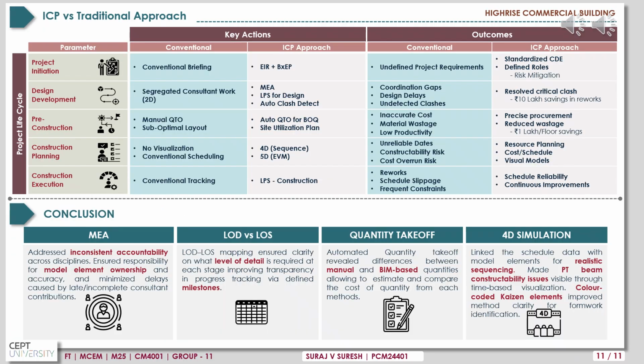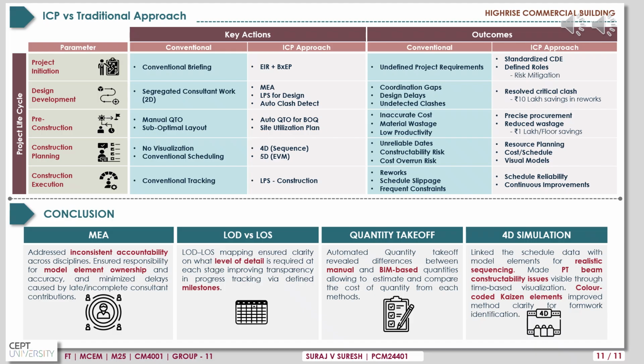Now comparing ICP with the traditional approach. During the project initiation phase, ICP uses early standardization and definition of roles or requirements and a BIM execution plan to mitigate risk. During the design development phase, ICP uses integrated structured processes like MEA and LPS for design and clash detection to fill coordination gaps and to detect and resolve clashes early, saving significant costs.